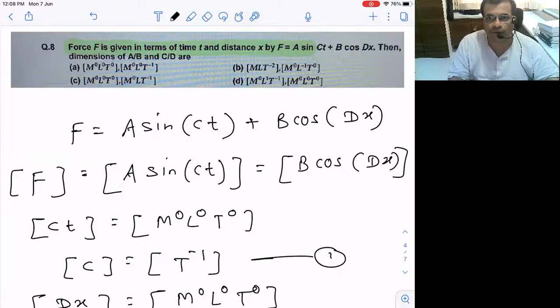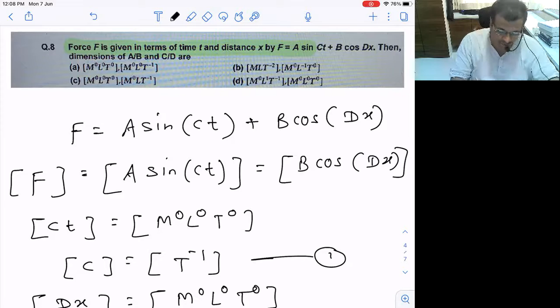Let us solve a couple of questions on dimensions. Force F is given in terms of time t and distance x by F is equal to A sin(ct) plus B cos(dx). Then the dimensions of A divided by B and C divided by D are.